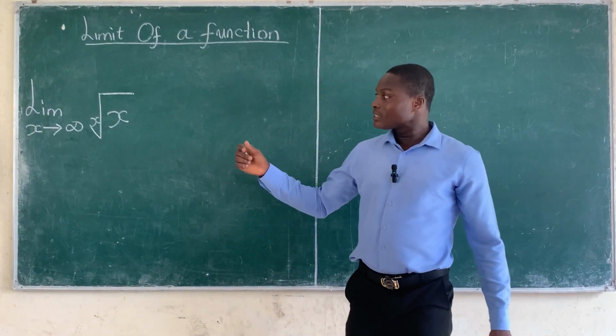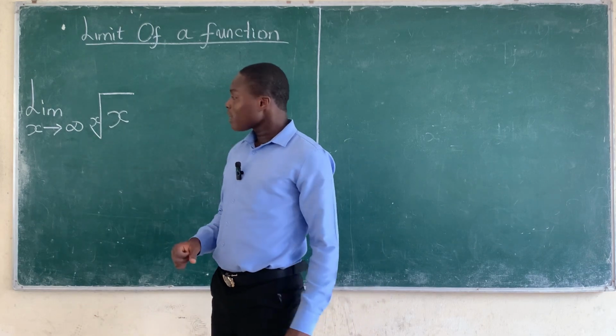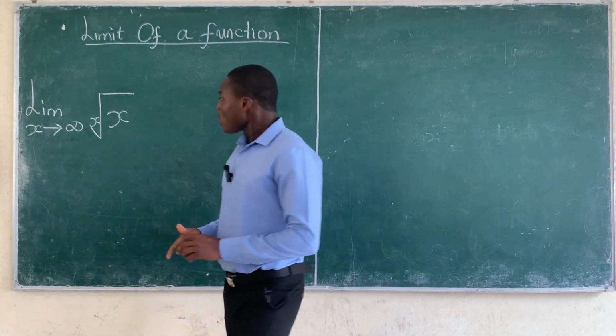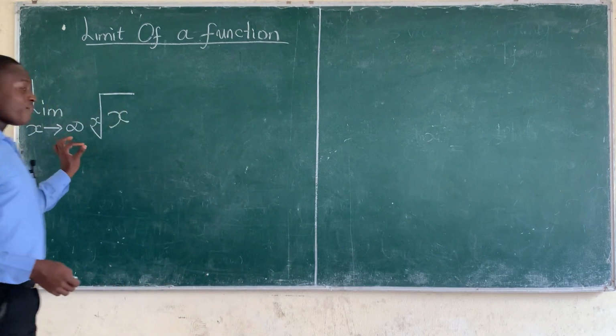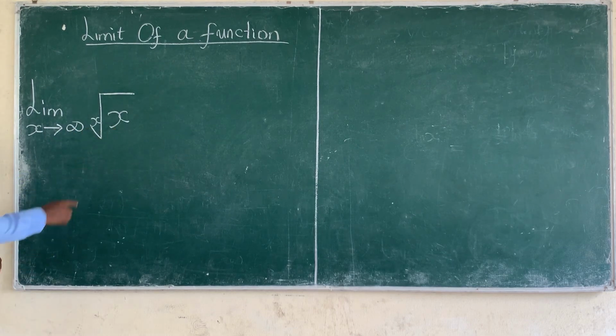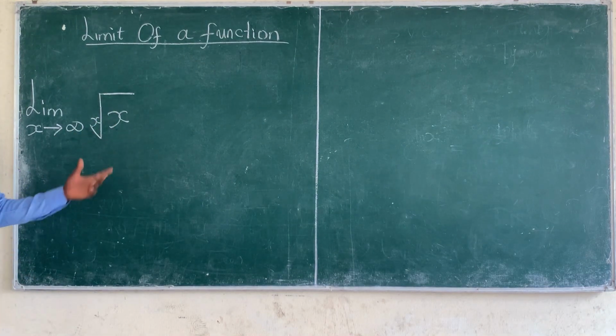Let's evaluate this nice limit. We have the limit as x approaches infinity of the x root of x. So how can we evaluate a function of this form? Of course, we know that as x approaches infinity, if we substitute infinity here, we have infinity root of infinity, and of course that is undefined.